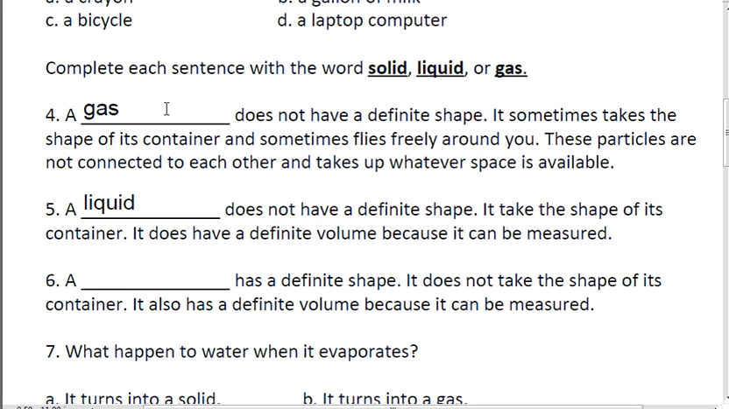And obviously, you can see that the words are right here, so you definitely need to know how to spell them correctly. And obviously, number 6, it does have a definite shape. It does not take the shape of its container. Okay. And it also has a definite volume because it can be measured. Obviously, it's a solid.